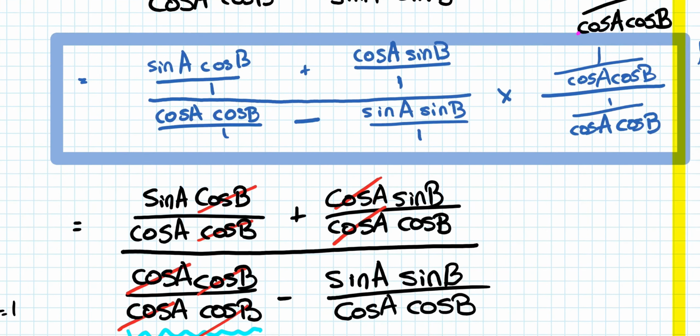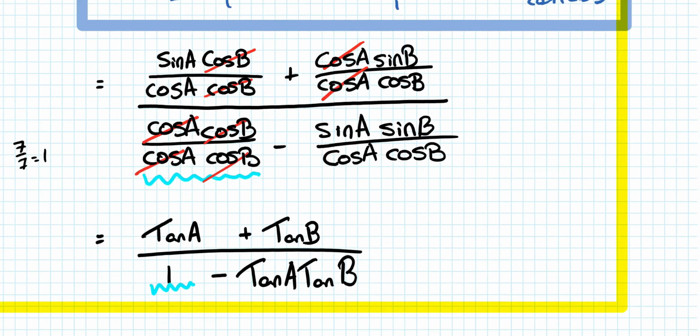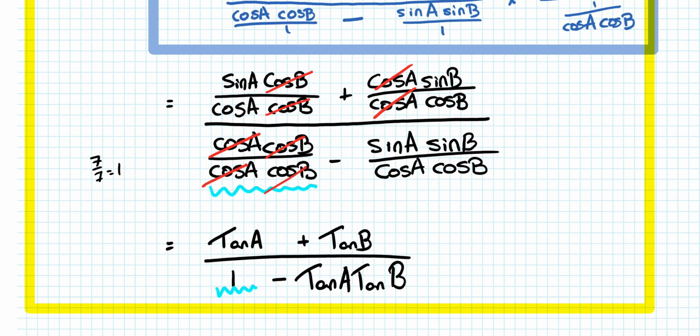Lots of cancelling occurs. Cos B divided by cos B is 1. Cos A divided by cos A is 1. Cos A divided by cos A is 1. Cos B divided by cos B is 1. And finally, how does it all change to tan? Well, remember, sine of A over cos of A is tan A. Sine of B over cos of B is tan B. All this section became 1. And sine A over cos A would be tan A. Sine B over cos B would be tan B. And that is the question proved.